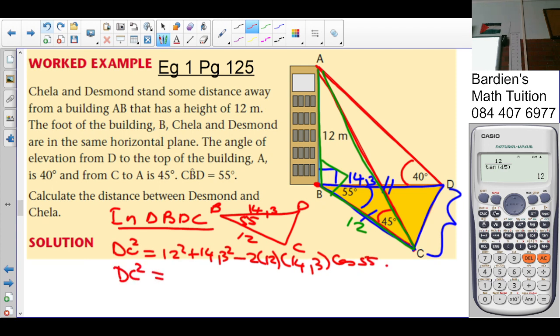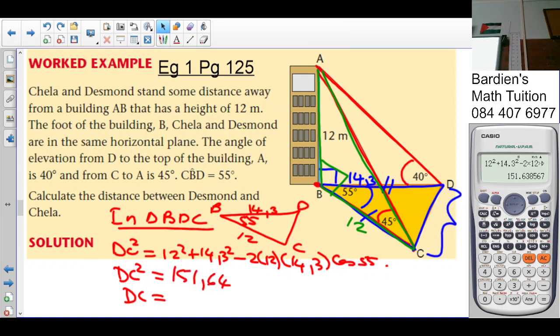So DC squared is going to be 12 squared plus 14.3 squared minus 2 times 12 times 14.3 cos of 55. That gives me 151.64. The root thereof gives me a distance of 12.31 meters. Okay.